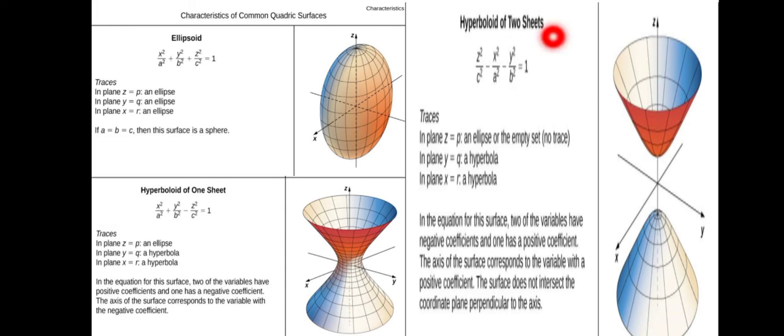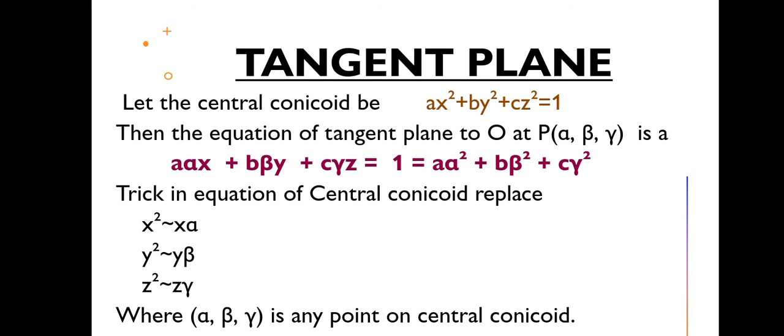And now we'll move on to the third type, that is the hyperboloid of two sheets. The equation of the hyperboloid of two sheets is represented by z square upon c square minus x square upon a square minus y square upon b square is equal to 1. In the equation for this surface, two of the variables have negative coefficients and one has a positive coefficient. Here c has a positive coefficient and a and b have negative coefficients. The axis of the surface corresponds to the variable with the positive coefficient. The surface does not intersect the coordinate plane perpendicular to the axis.